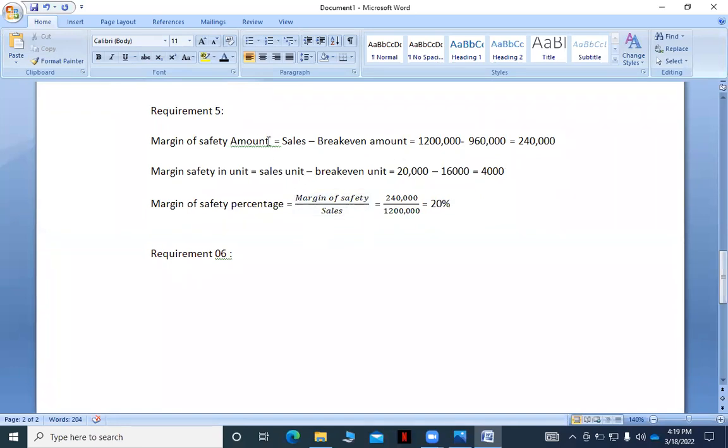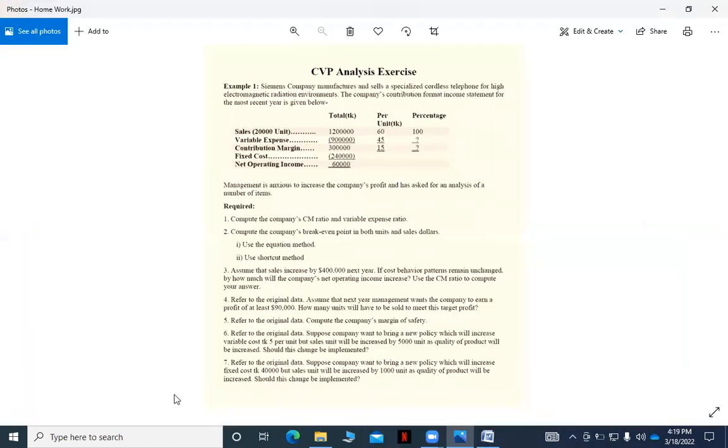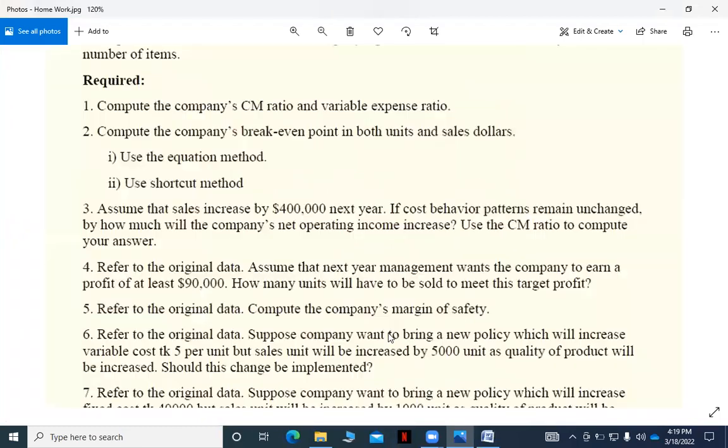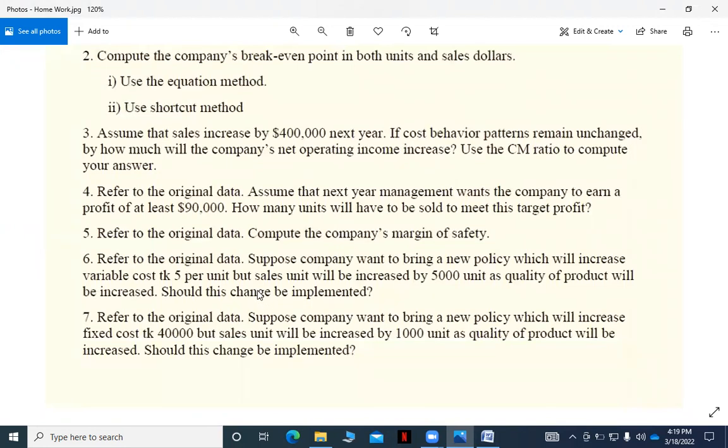Which one can I calculate? The requirement will be given. Yes, according to the requirement, you will calculate. If the requirement doesn't specify, you can calculate either amount or unit. So this is requirement 5, for amount. If nothing is said, you will write it in amount. Margin of safety in amount. Clear? Number 5. Safi, are you clear? Sir, requirement 5, where is it in amount? I say if nothing is specified, then you will calculate in amount.